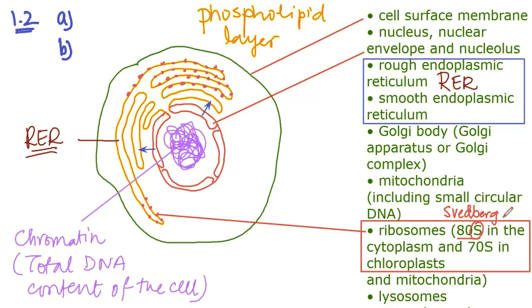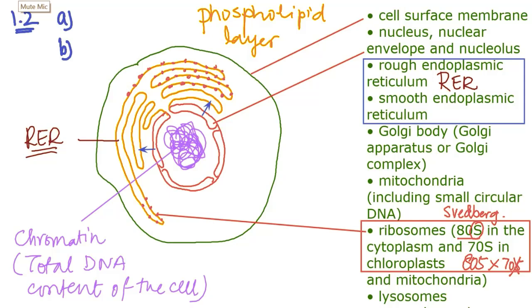You can easily forget that. But S stands for Svedberg unit, sometimes wrongly read as 805. I have even seen some teachers calling it 805 and 705. It is not 705, this is 70S. S is the Svedberg unit.